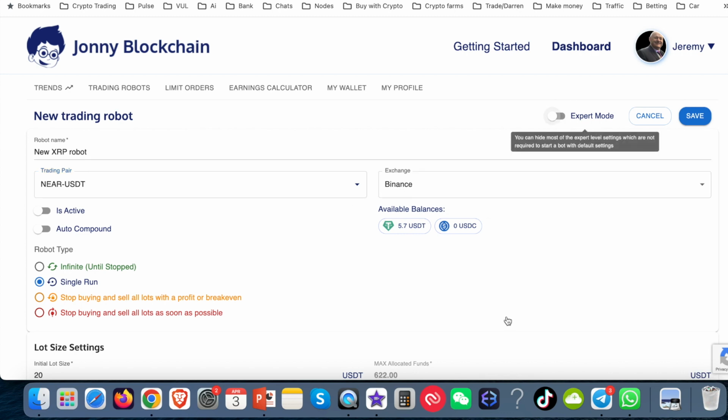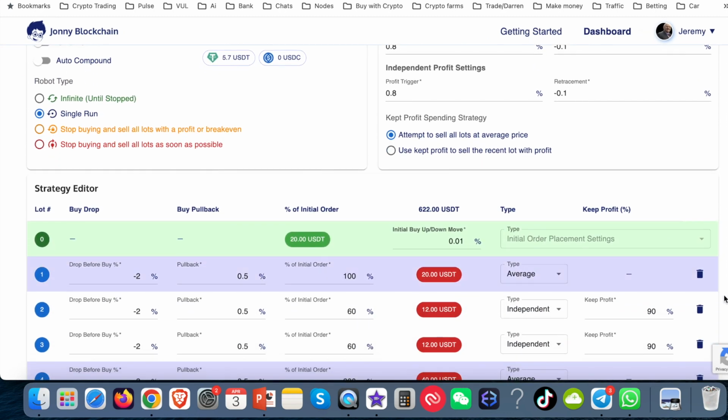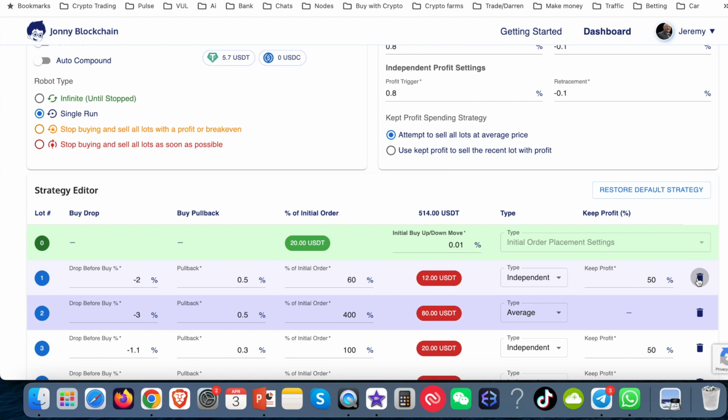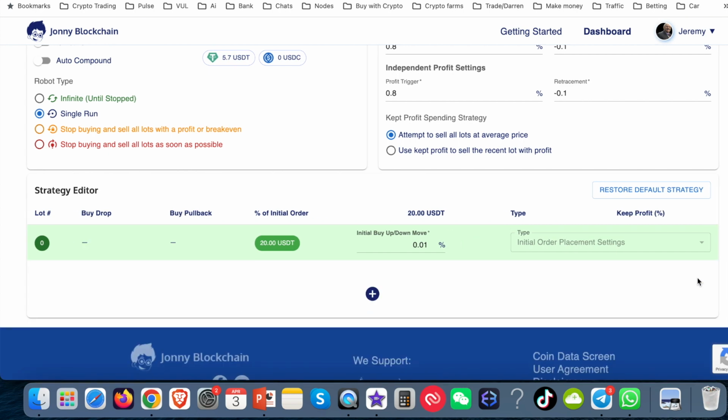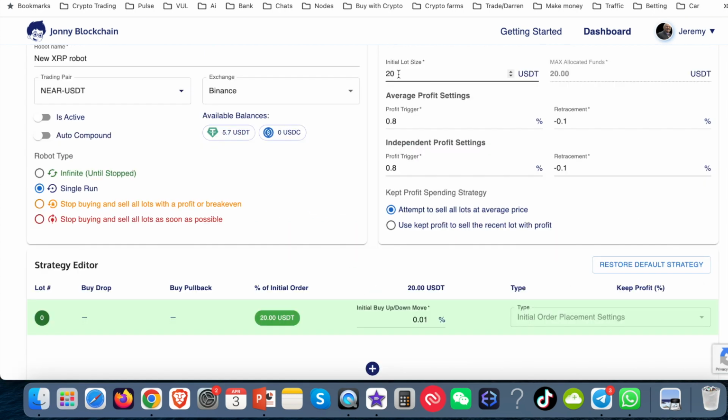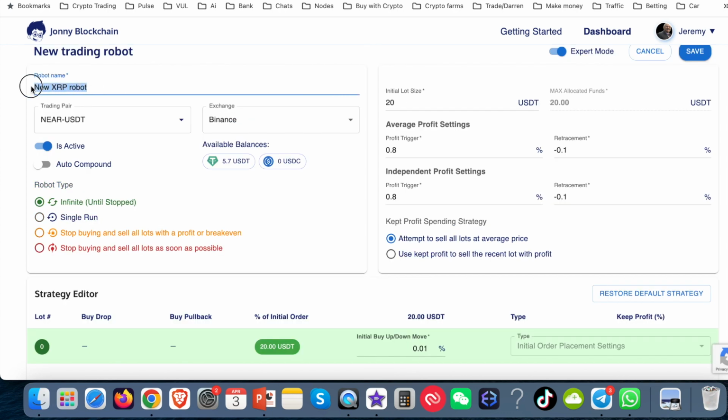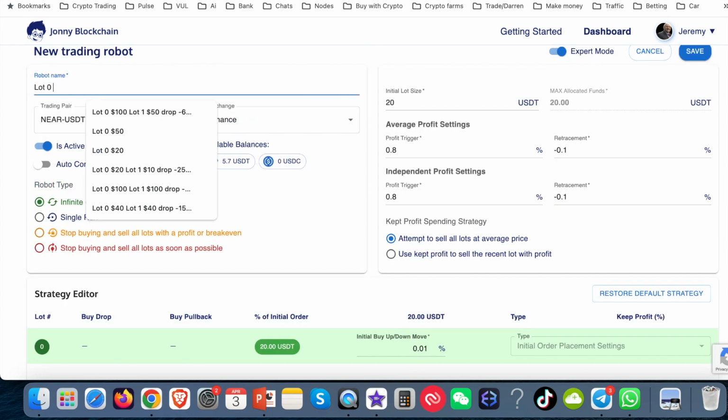So I put on expert mode, and then all I'm going to do is delete all of these lots. I'm going to click on this dustbin or this trash can on the right hand side of my screen here, and I'm going to leave myself with just one lot. I would set it up for just 20 USDT, so $20. I'd make it active and I'd make it infinite. I would then give my bot a name, and I would put in here lot 0, $20.